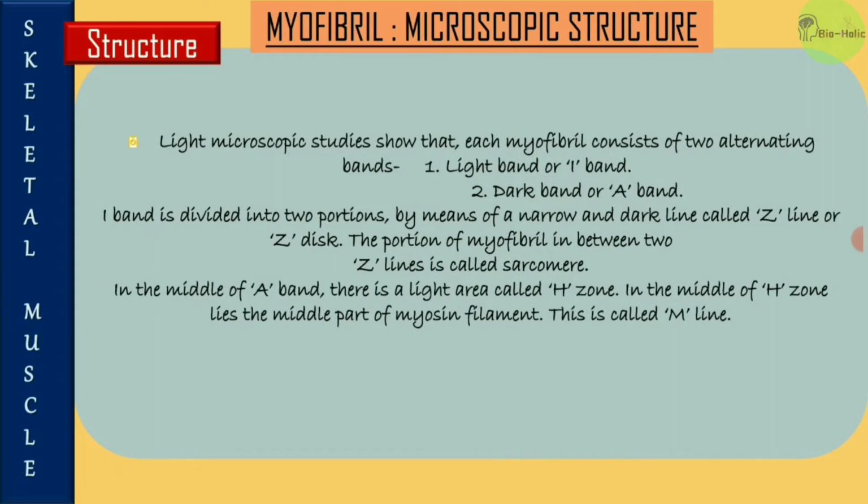In the middle of the A band there is a light area called H zone. In the middle of the H zone lies the middle part of myosin filament. This is called as M line.